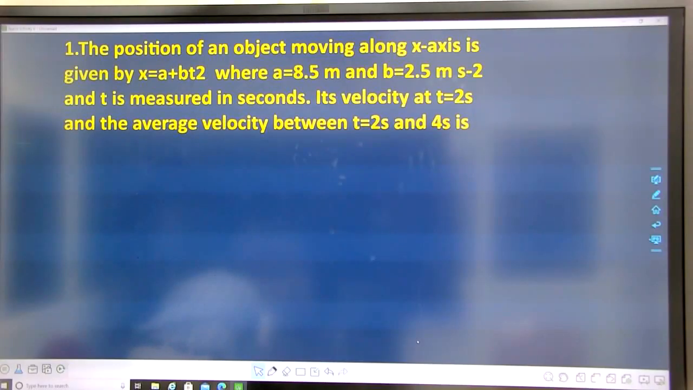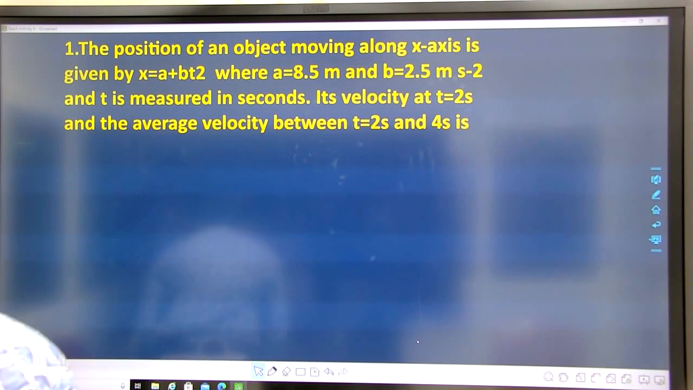Good evening, students. Today I will discuss some questions related to motion in a straight line. Okay, see the first question here.